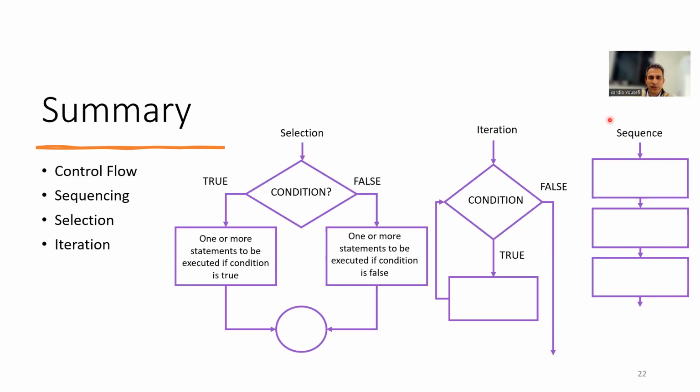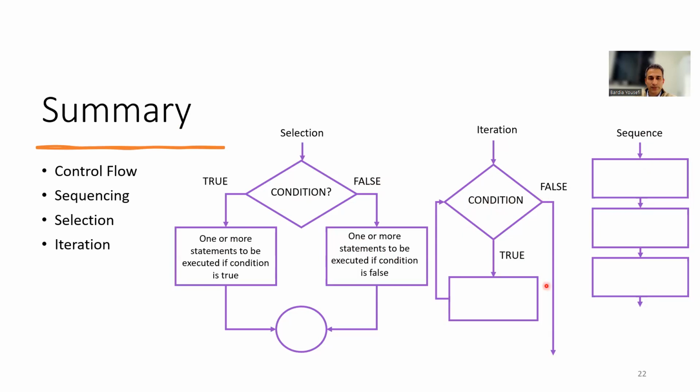In summary, we discussed sequencing, iteration, and selection. For sequencing, we start from top to bottom, very simple. The way it is written in the code is the way it is going to be executed. For selection, we had the condition. If the condition was true, it's going to execute, for example, one or more statements. Alternatively, if the condition is not met, it's going to execute alternative statements. For iteration, there will be a condition. Once the condition is met, there will be a loop over data until the condition is false and it comes out of the loop.